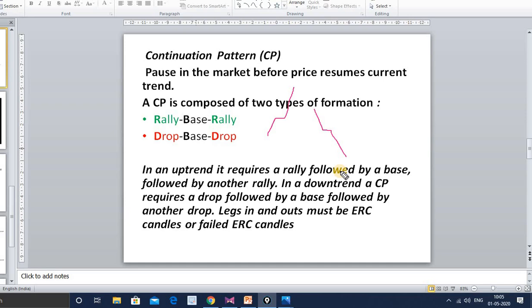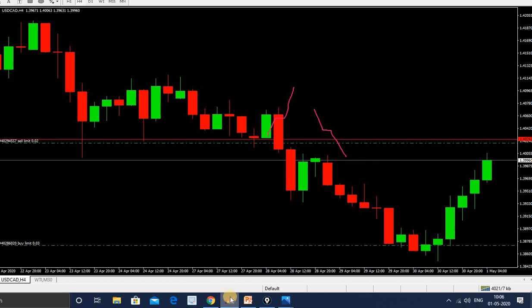So here in a CP, it's important that in an uptrend it requires a rally followed by a base, and then again another rally. In a downtrend it is a drop followed by a base, and then again a drop. Okay, see, it's important to know that ERC and failed ERC cannot be a part of the CP pause. Okay, why? Because a CP is a pause, and a pause cannot be an extended range candle. And then the leg in and leg out, it is essential that it must be an ERC or a failed ERC candle.